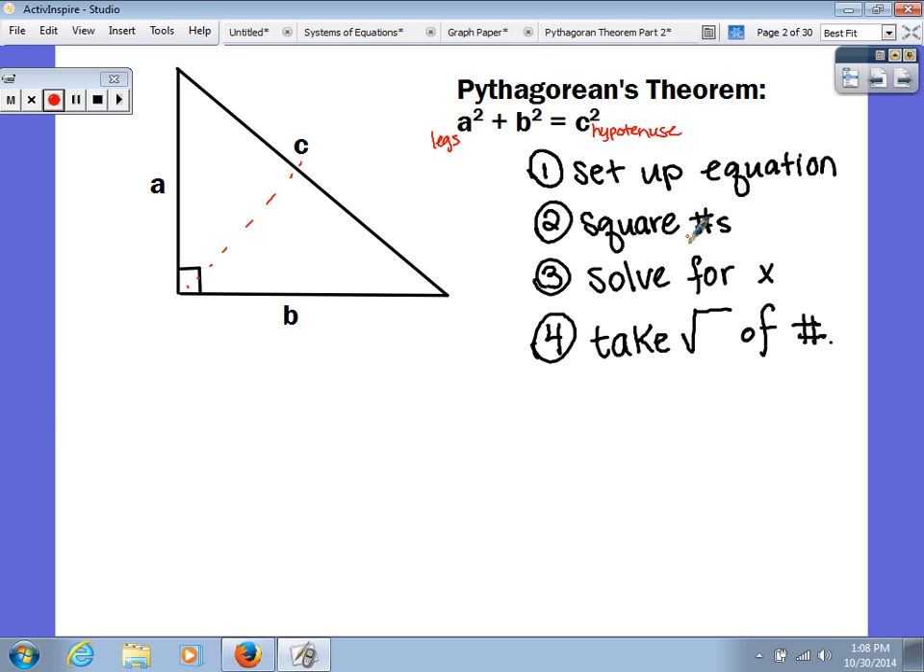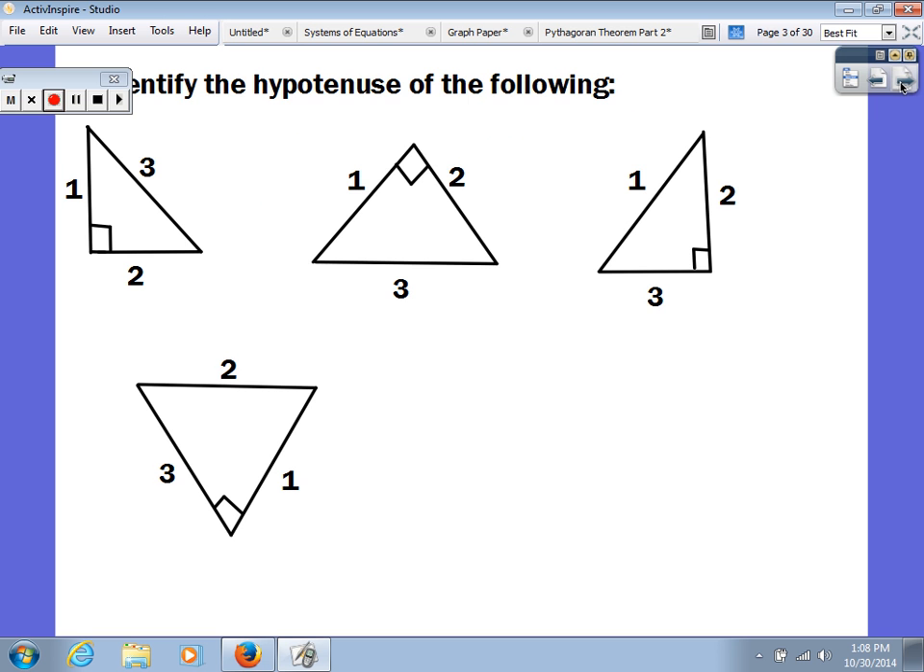So let's go ahead and do some practice examples. In these examples, we're not going to solve the triangles. All we're going to do is identify where the hypotenuse is. The sides that I give you right here are side numbers, not values. Which side do you think is the hypotenuse? Side 1, side 2, or side 3? If you said side 3, you are correct, because it's straight across from your 90.